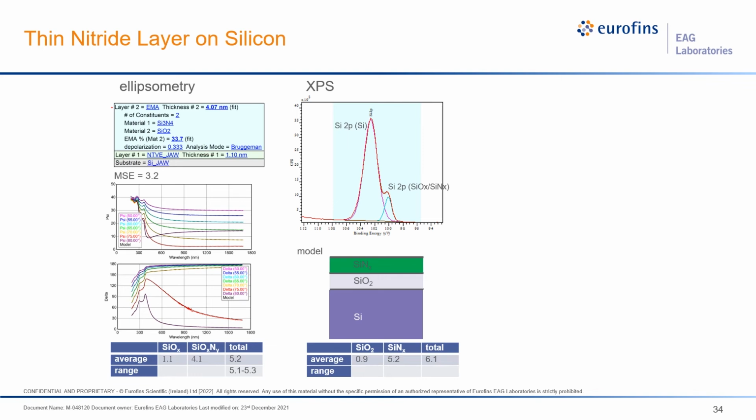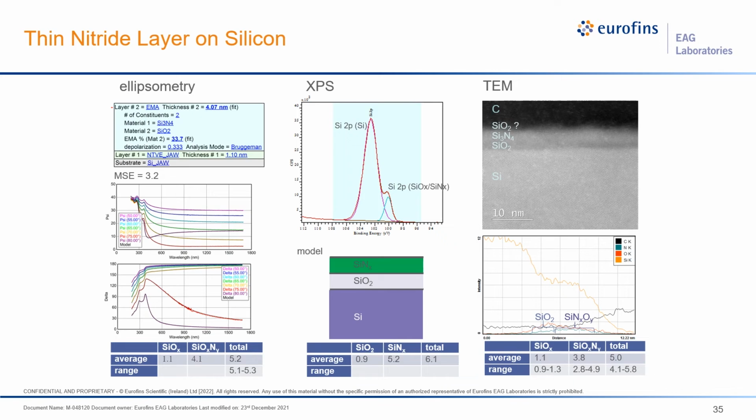The XPS data were analyzed assuming no mixing between the nitride and the oxide. The total thickness is somewhat higher at 6.1 nanometers, as determined with XPS, when we compare that to the 5.2 that was determined with ellipsometry. Therefore, we used a third technique, and that technique was transmission electron microscopy. It was performed on the same sample, of course. You can see the TEM image at the top right. Thicknesses of the different layers were determined from the contrast in the image, leading to a native oxide thickness of 1.1 nanometer and oxynitride thickness of 3.8 nanometers.